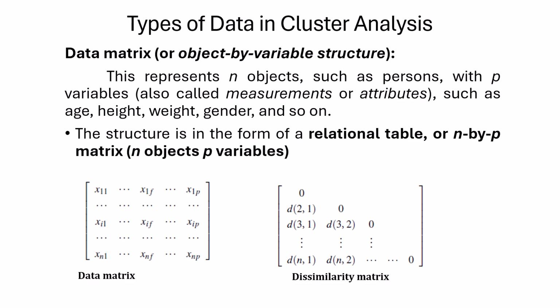Second one, dissimilarity matrix, an object by object structure. The structure stores a collection of proximities that are available for all pairs of n objects. It is often represented by an n by n table, where d(i, j) is the measured dissimilarity or difference between the objects i and j.